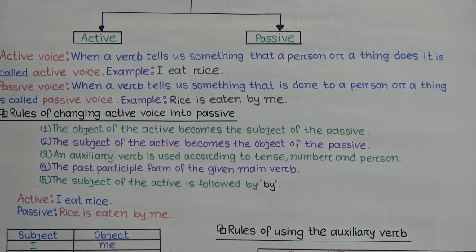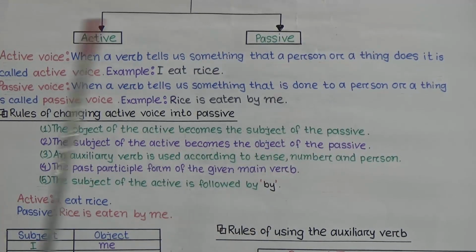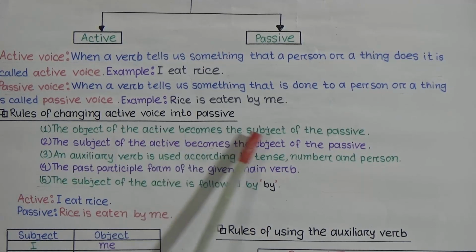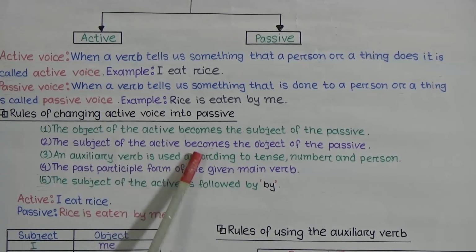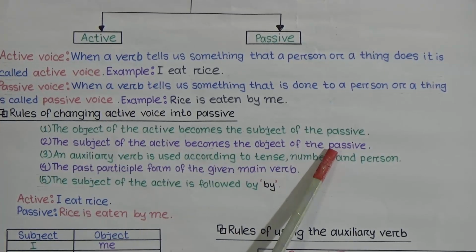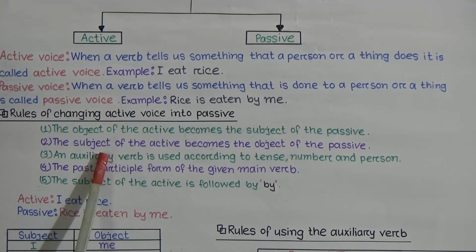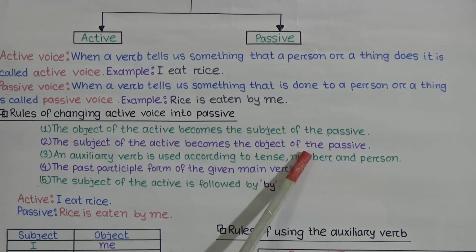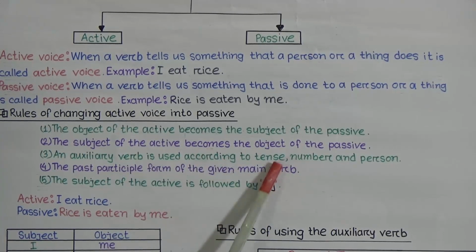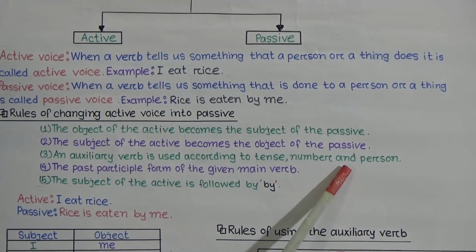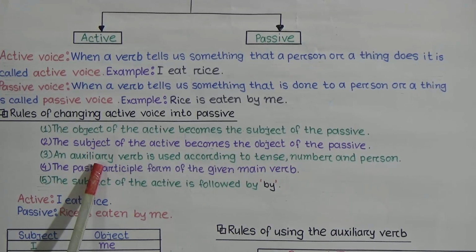Our first rule is the object of the active becomes the subject of the passive. Number 2, the subject of the active becomes the object of the passive. So the object will be subject in passive voice and the subject of active voice will be object in passive voice. Number 3, an auxiliary verb is used according to tense, number and person.